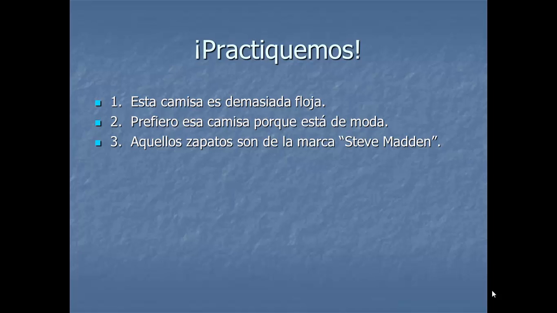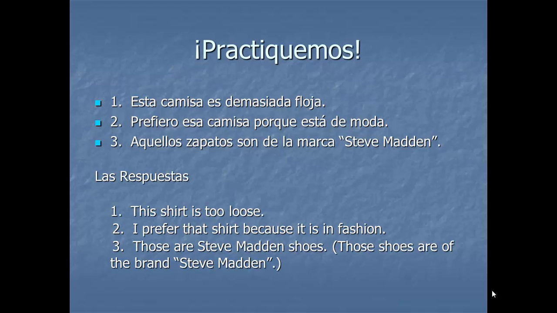Okay, so hopefully you pause the video to get the maximum amount of practice out of this video and maximum use and effectiveness. So your translations look like this. Esta camisa es demasiado floja. This shirt is too loose. Prefiero esa camisa porque está de moda. I prefer that shirt, esa camisa, because it is in fashion or it's in style.